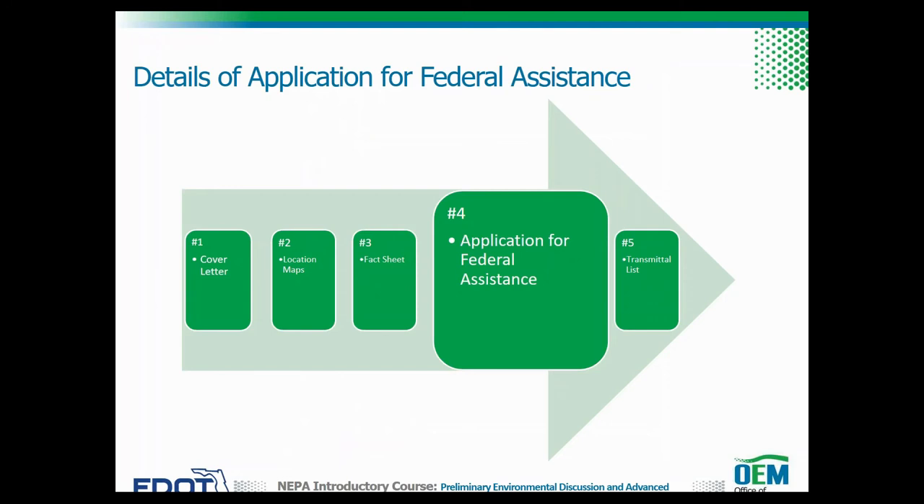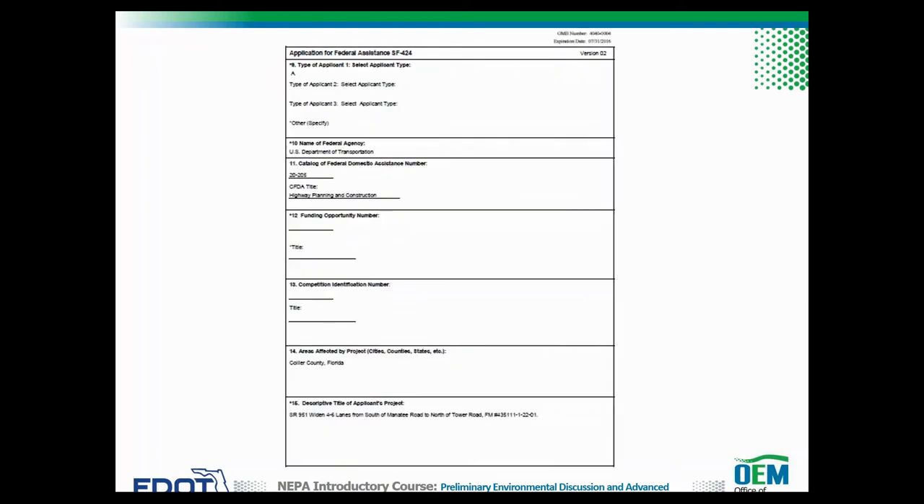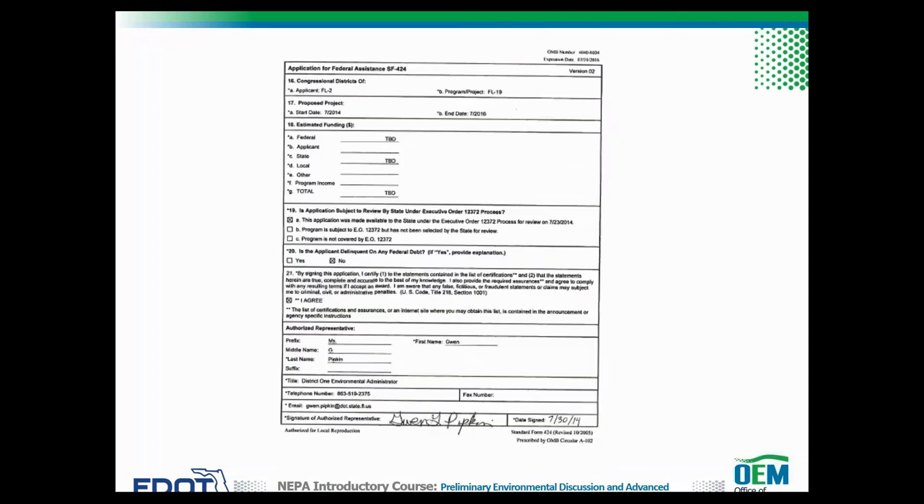The next section of the AN package is the application for federal assistance. The application for federal assistance, Form SF-424, is the short form completed and signed by the district, as shown here. The form asks for mostly basic information about the project and the department. Detailed instructions for the completion of the form are available at grants.gov.